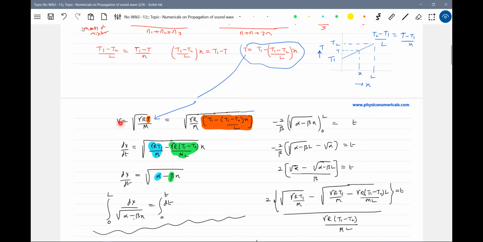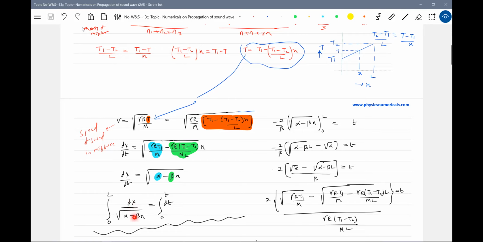Now what is the expression for V? V is the speed of sound in the mixture. I'll write V as the rate of change of displacement, dx by dt. Then dx by dt equals the square root of alpha minus beta x. So let me integrate: dx over the root of alpha minus beta x equals dt. This I'm going to integrate.